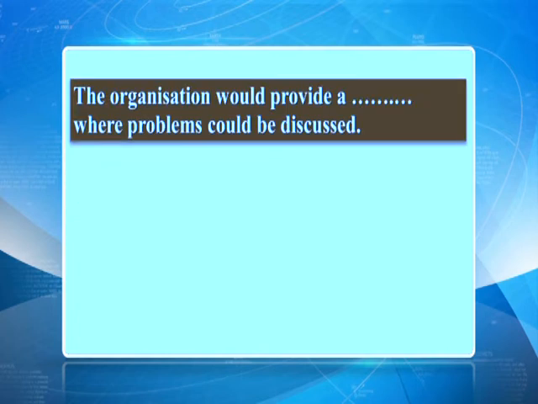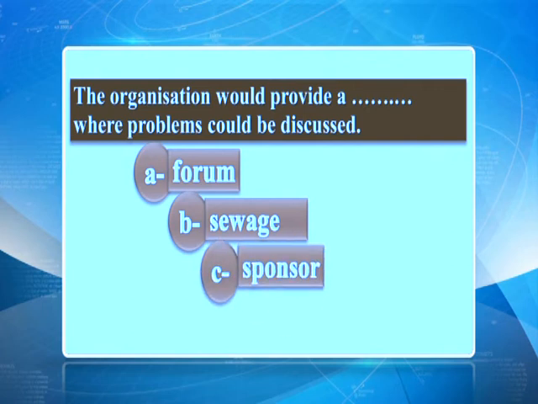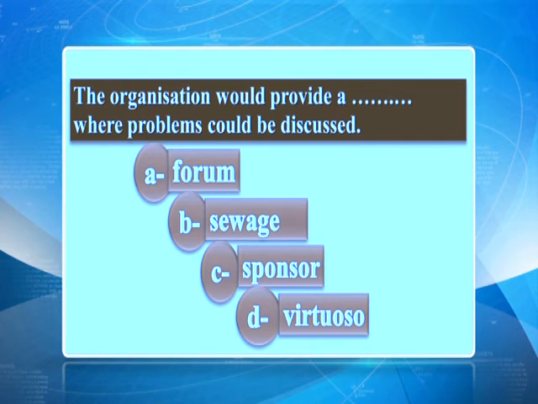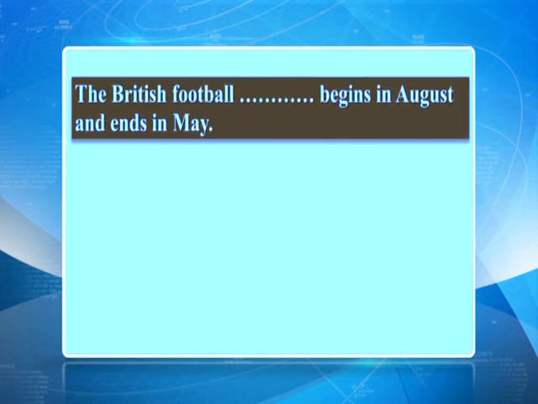Let's move to another one. The organization would provide a where problems could be discussed. Then we have here words like discussed. Now, what is it where we can discuss things at? Let's see. Forum, sewage, sponsor, Virtuoso. So if we are talking about discussion, this means that it is forum. Let's move to another one.